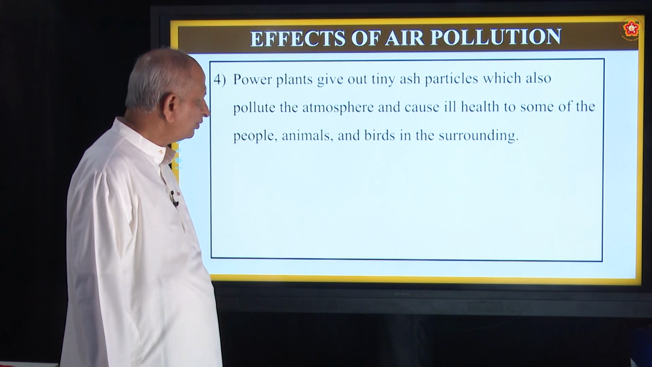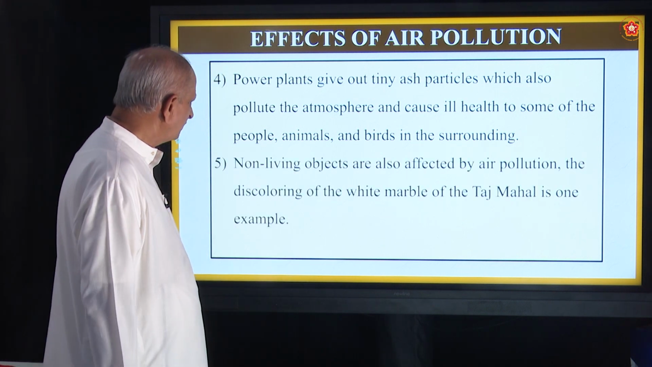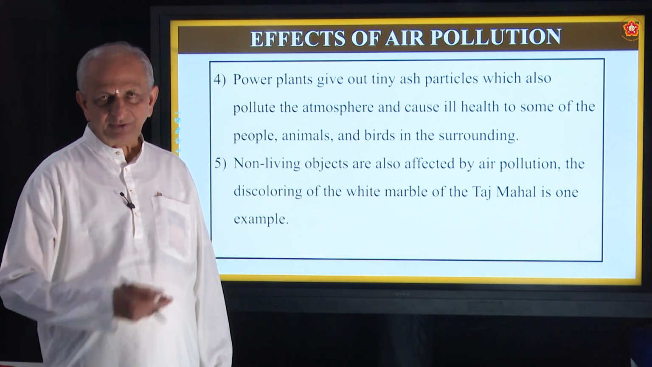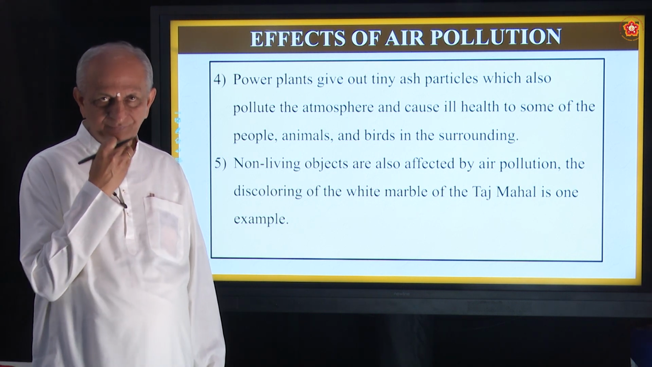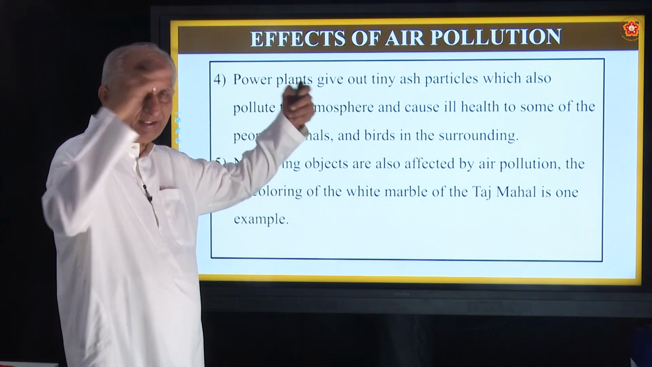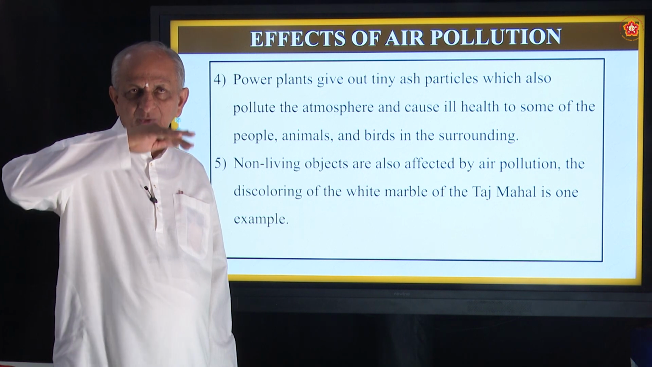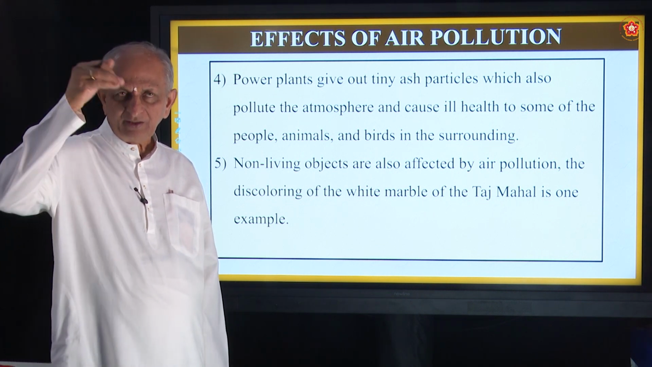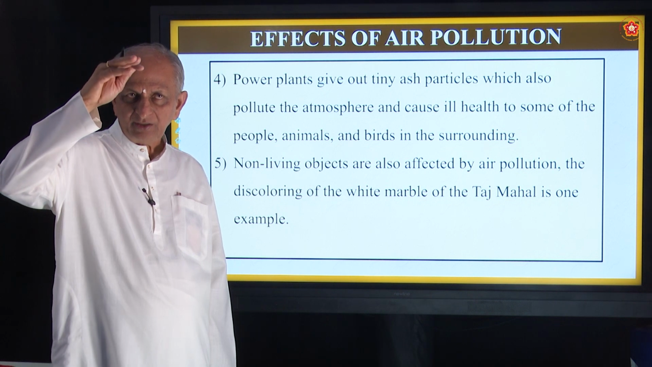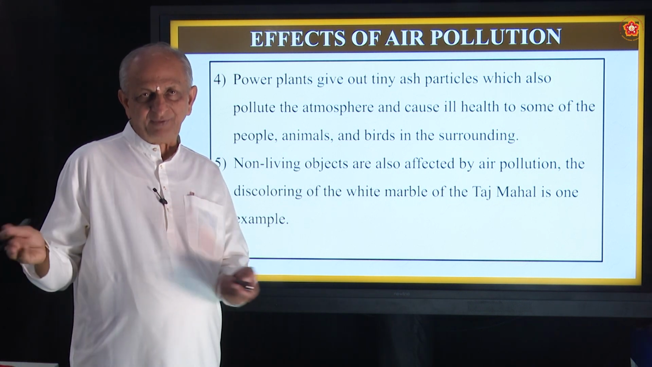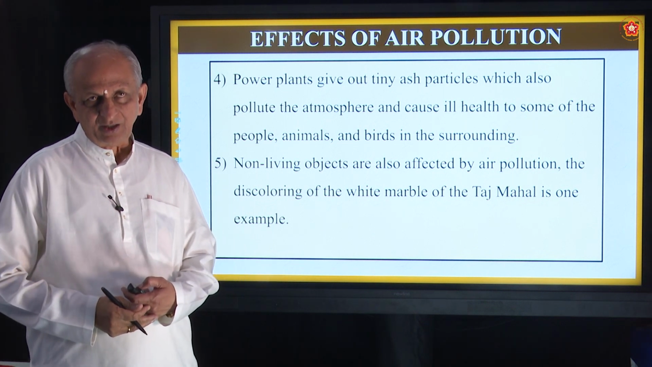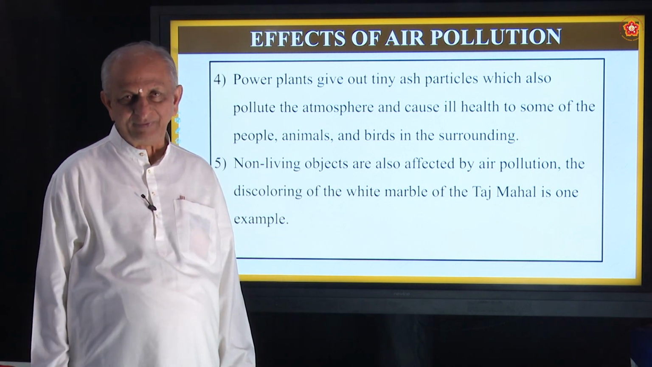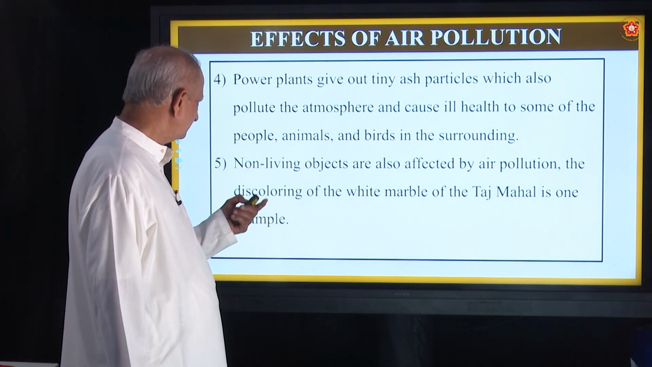Next one is power plants give out tiny ash particles which also pollute the atmosphere and cause ill health to some of the people, animals and birds. Just now I was telling about that Raichur power plant, for example. The ash particles coming out of the factory will spread in the atmosphere there. They are tiny carbon particles. They will settle down on the leaves of the trees, on the vehicles, on the persons who move there, on all the fruits and vegetables they sell, all the roadside things will be affected. So that also causes ill health.